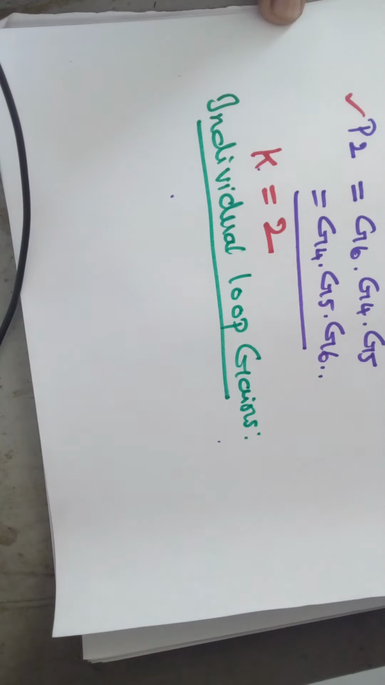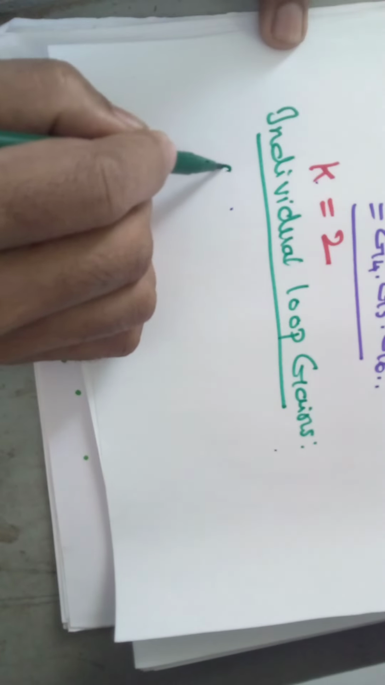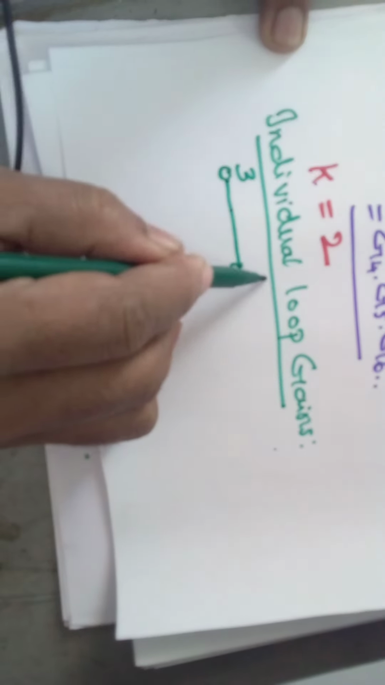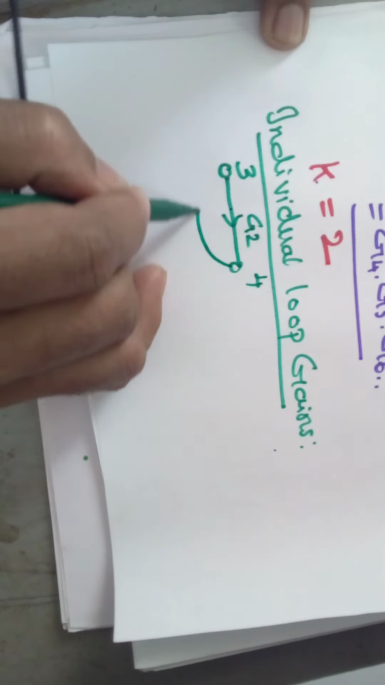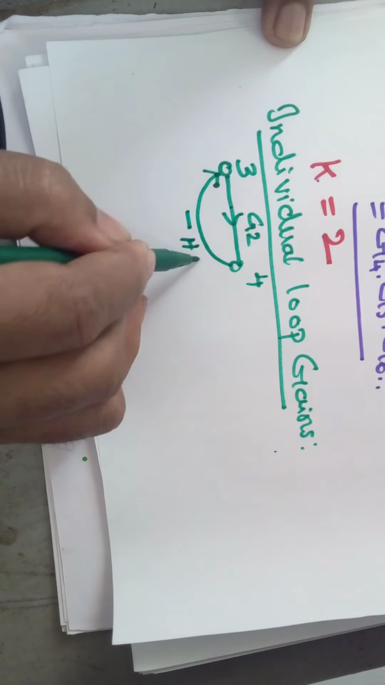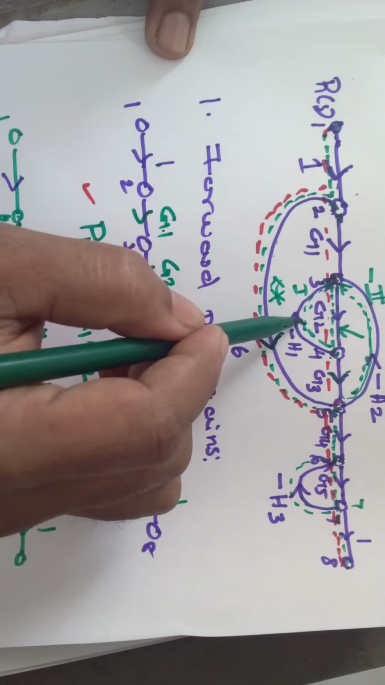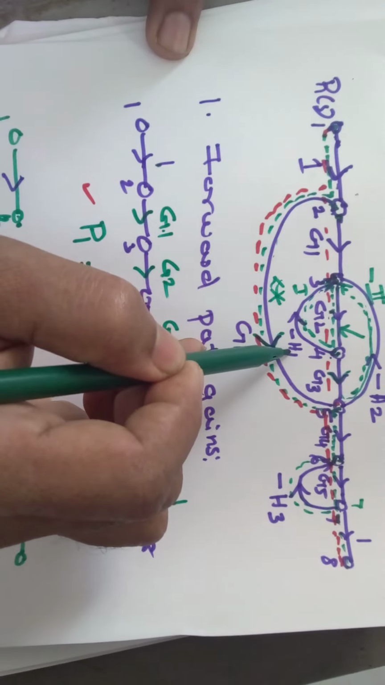So I am drawing these individual loops separately. You just see these diagrams. Starting from node number 3, it reaches node number 4. The gain here is G2, and it comes back to the original node number 3 with a gain of minus H1. This is loop number 1: 3 to 4 with a forward gain G2, reverse gain minus H1. So this is your first loop.